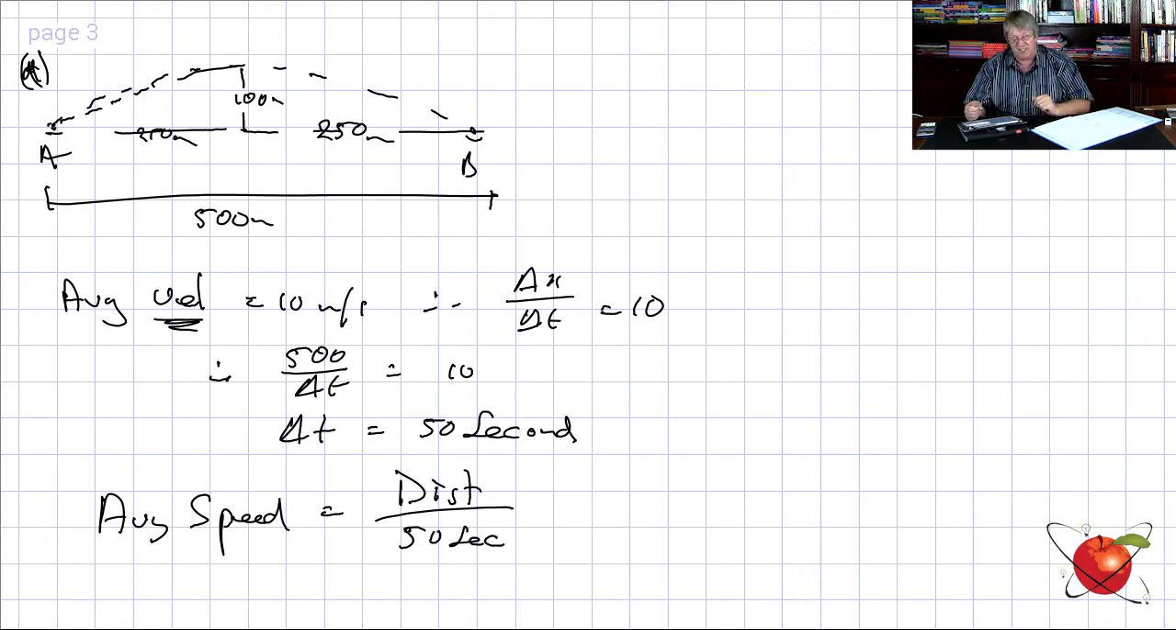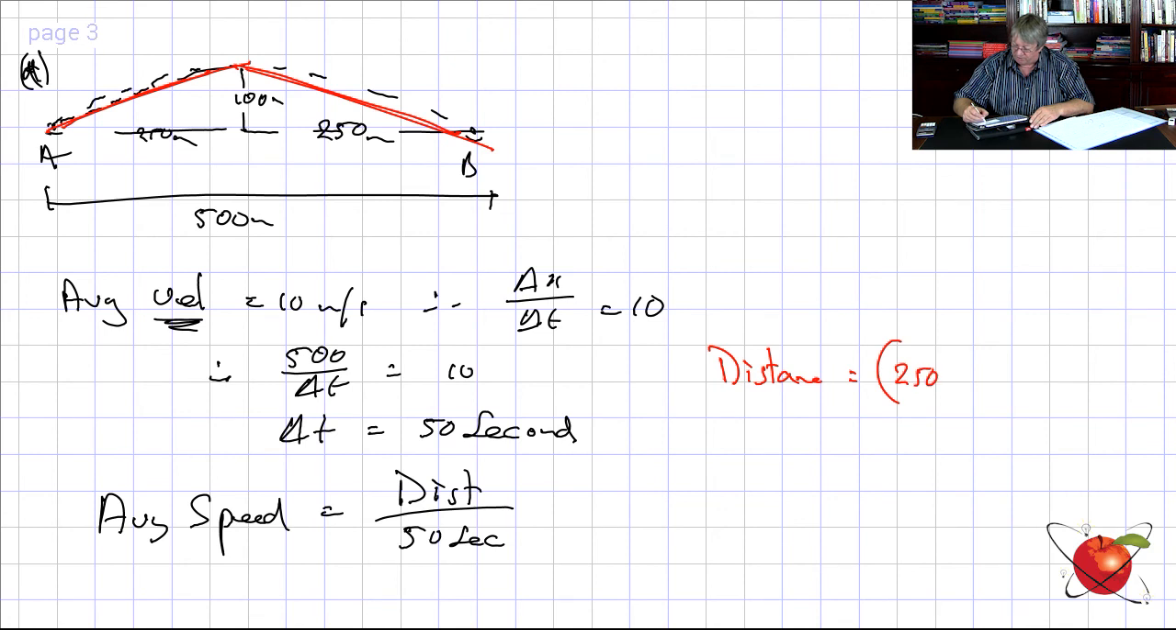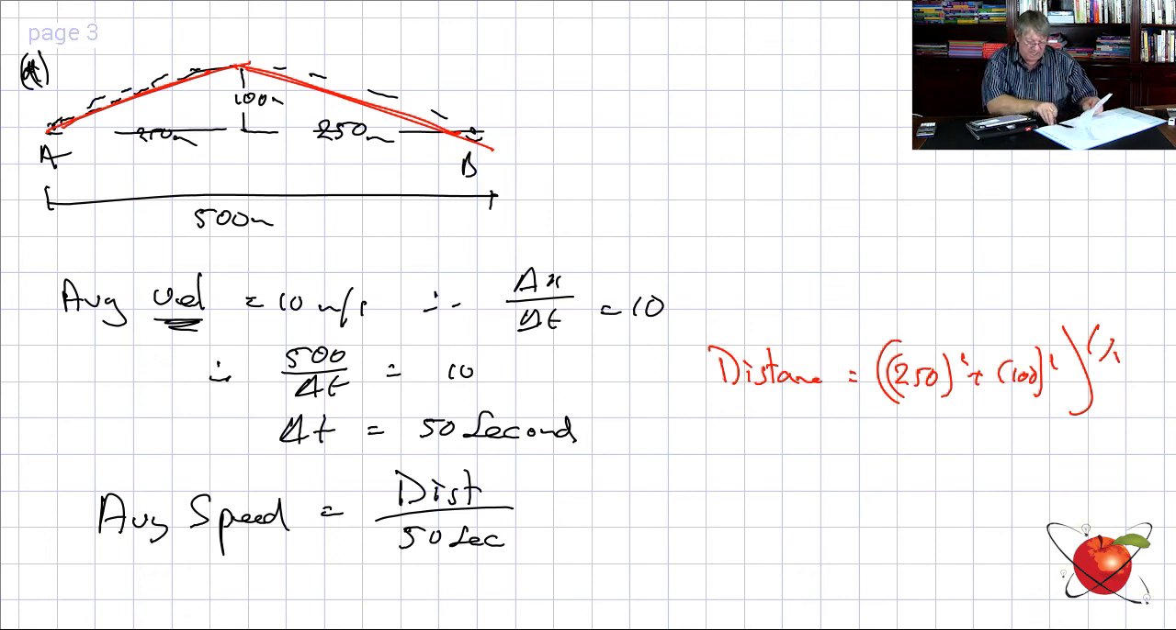But what's the distance that I traveled? The distance I traveled is actually going to be there to there and then there to there, isn't it? So I am traveling the hypotenuse, which means I've got to work out the distance. You've got to use Pythagoras. So it's going to be 250 squared plus 100 squared to the power of a half, in other words, the square root. And that's 269.3.